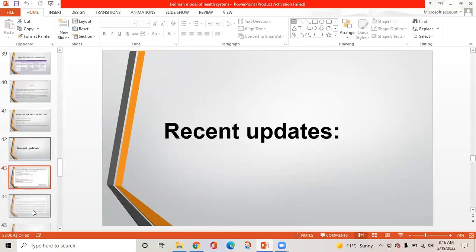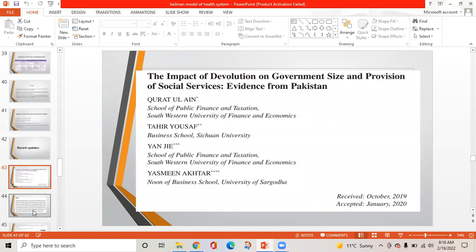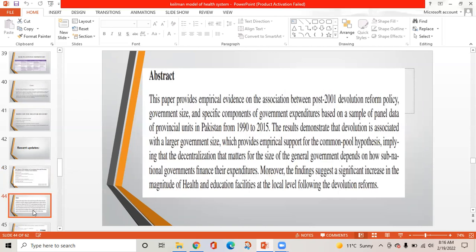Now coming towards the recent updates, an article recently published is the impact of devolution on the government size and provision of social services: evidence from Pakistan. This paper provides empirical evidence on the association between post 2001 devolution reform policy, government size, and specific amount of government expenditures based on a sample of panel data of provincial units in Pakistan from 1990 to 2015. The results demonstrate that devolution is associated with a larger government size, which provides empirical support for the common pool hypothesis, implying that the effect of decentralization on the size of general government depends on how subnational governments finance their expenditures. Moreover, the findings suggest a significant increase in the magnitude of health and education facilities at the local level following the devolution reforms.